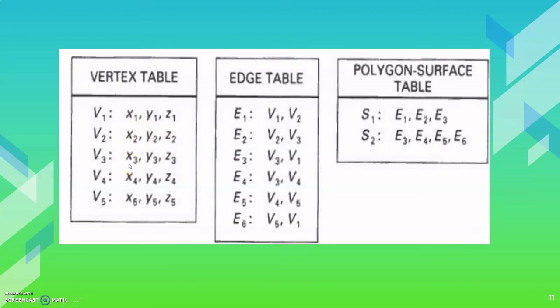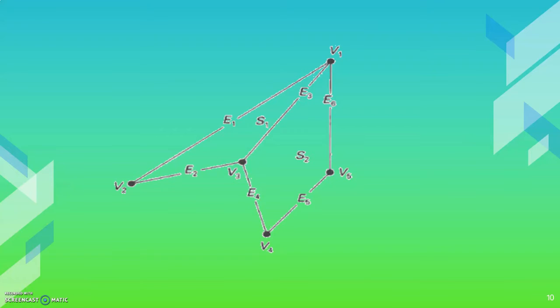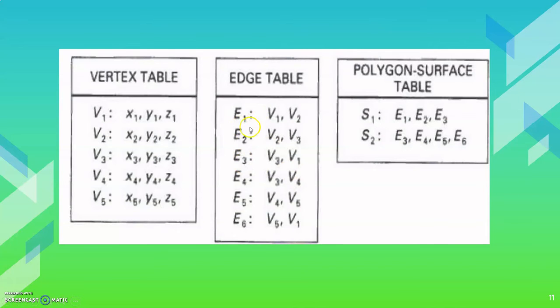Now, the edge table is used to store the edge information of the polygon. So, edge E1 lies between vertex V1 and V2. See, here you can see edge E1 which is lying between vertex V1 and vertex V2. Okay. Which is represented in the table as E1, V1, comma V2. See, E1, V1, comma V2, E2, V2, comma V3. Like that, we can represent each edge along with the corresponding vertices.